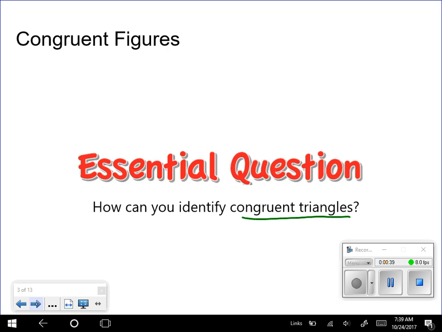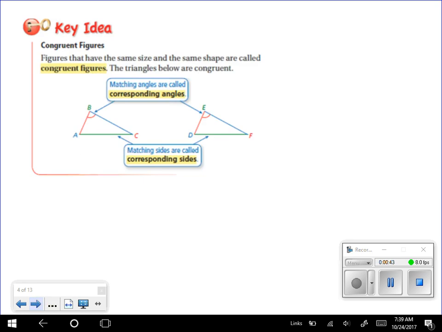How can we identify? So first of all, you need to write down a good definition here for congruent figures. So go ahead and write this down. Congruent figures are figures that have the same size and same shape. So below we have congruent triangles here. It says matching angles are called corresponding angles. So make sure you also have this written down. And matching sides are also called corresponding sides. That makes sense. Pretty logical.